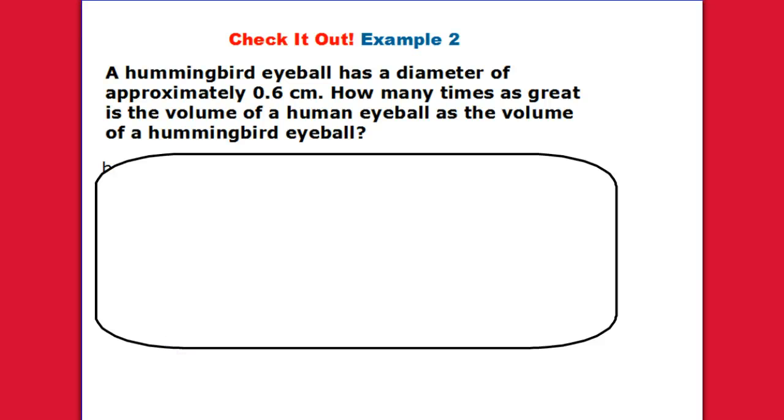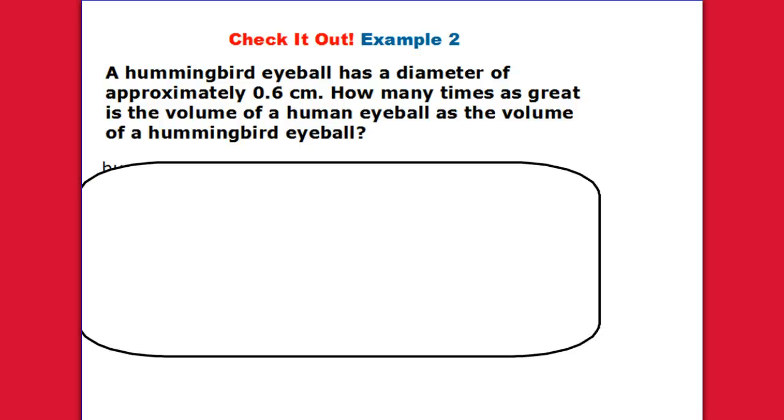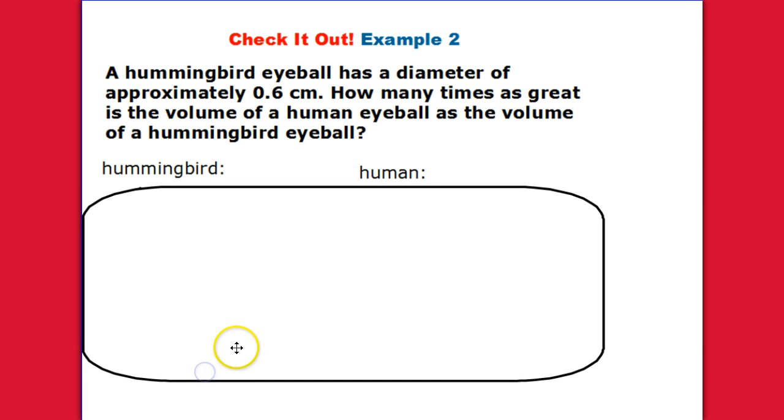Ooh, interesting. A hummingbird eyeball has a diameter of approximately 0.6 centimeters. So how many times as great is the volume of a human eyeball as the volume of a hummingbird eyeball? We definitely don't have enough information. We need to know something about the human eyeball, right? So let's see what they tell us. The hummingbird eyeball, we can actually find the volume using this diameter.